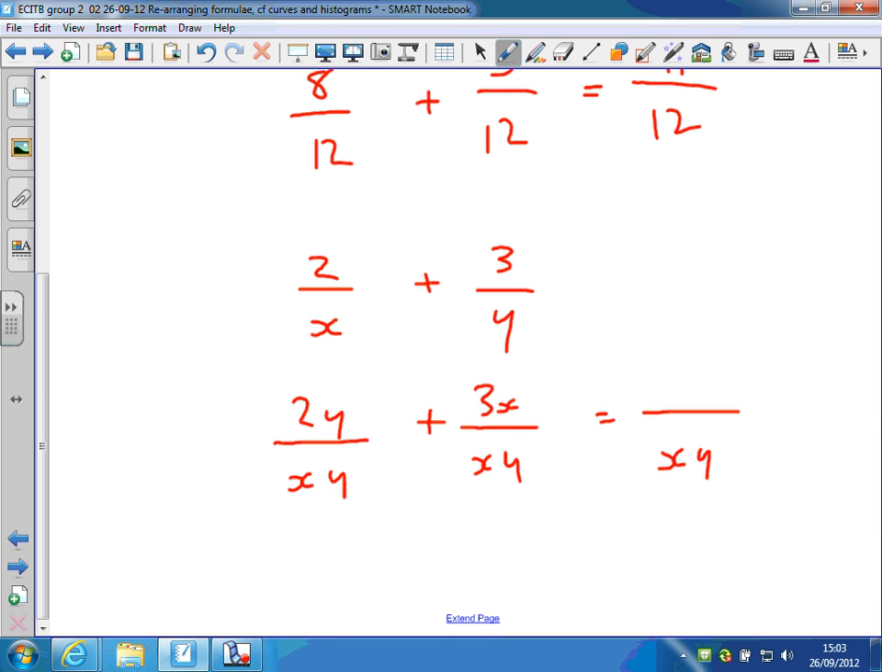Now, they've both got the same denominator. So what's this? I can't add these because I don't know x and I don't know y. So all I can do is write the expression 2y plus 3x. But I do know it's all over xy now. And so, algebraically, that is the same as that. And there are times when you want to play around and do that sort of thing. The more maths you do in engineering, the more useful that becomes.